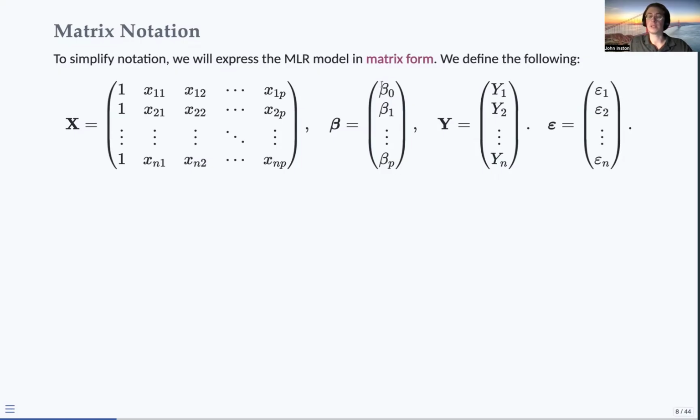Beta is this column vector of all the different parameters. So it has the intercept and it has all the slopes down to p. So this is a p plus 1 column vector. Y is the response observations for each of the n observations. So this is an n-length column vector. And then epsilon is the column vector of all of the noise observed for each of the n observations.